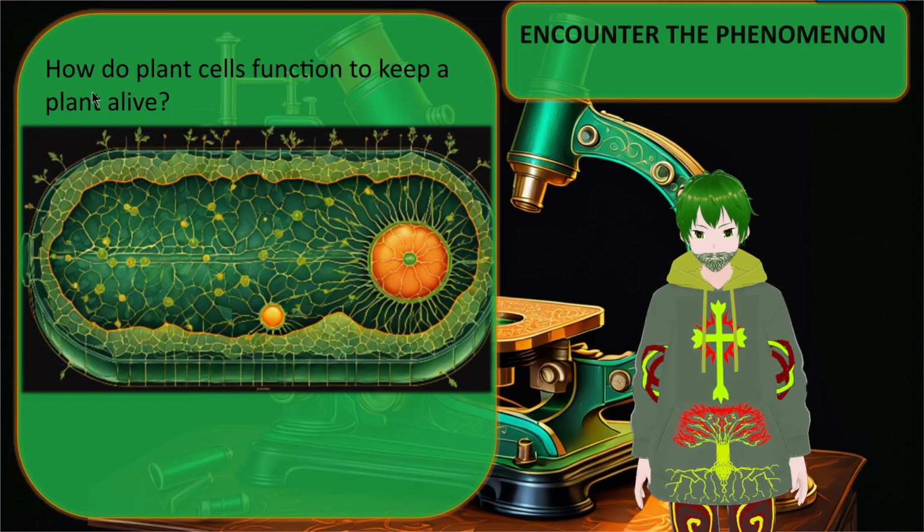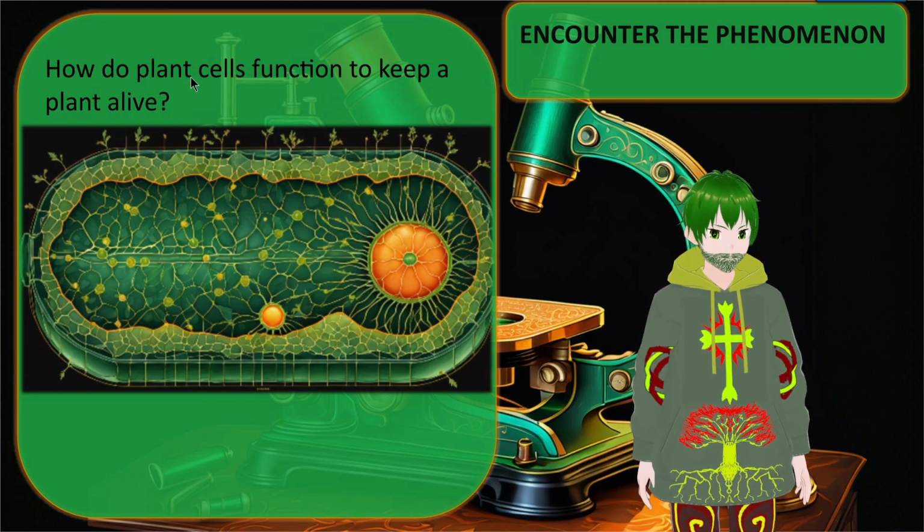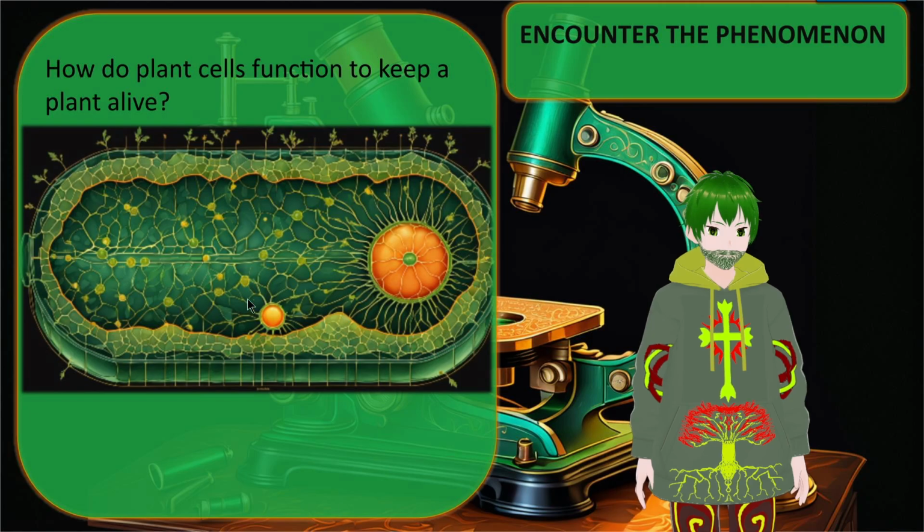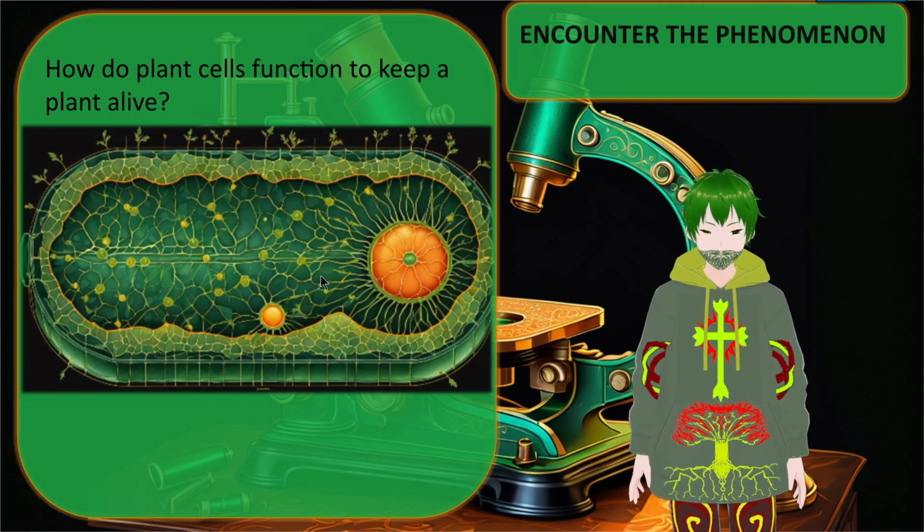So this unit's big, broad focus question is, how do plant cells function to keep a plant alive? And that's a fair question. And this obviously is not an actual plant cell. It's just an illustration of what an AI thinks a plant cell looks like.